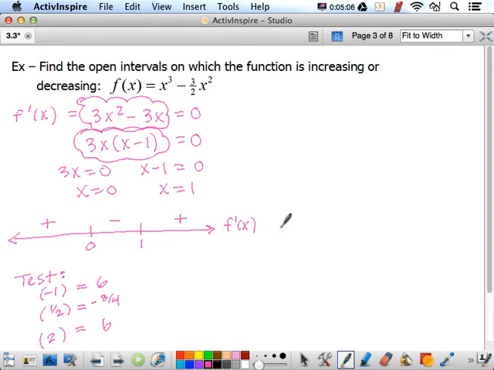So it looks like our derivative is positive from negative infinity to 0, negative from 0 to 1, and positive again from 1 to infinity. So let's translate that into terms of increasing and decreasing. And we don't have any areas where it's constant. It is increasing in two different intervals: negative infinity to 0, and again from 1 to positive infinity. It is decreasing between 0 and 1.